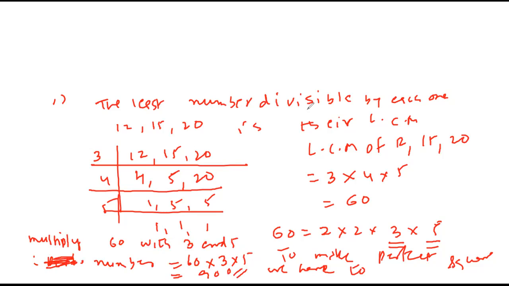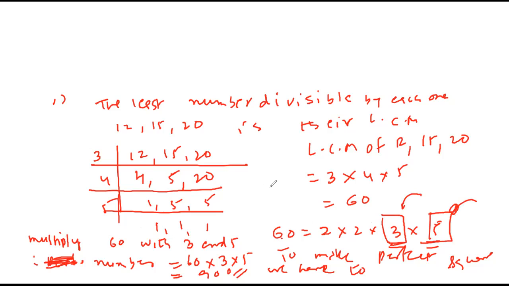So the least number divisible by each of 12, 15, 20 is the LCM. But the LCM is 60. Why did we multiply with 3 and 5? Because in 60 this 3 is unpaired, this 5 is unpaired. 60 is least but not with proper pairing. So extra 3, extra 5, you pair it.